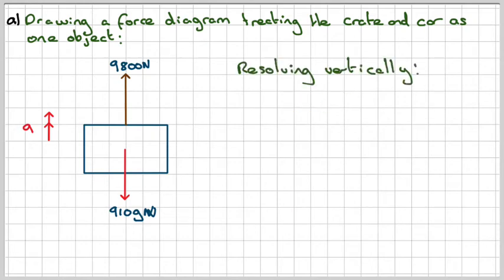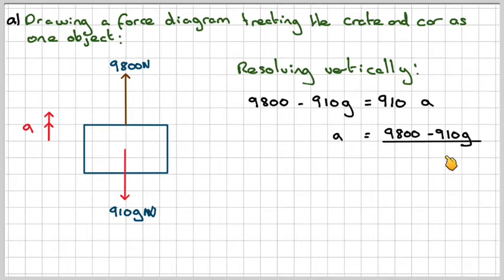And then resolving vertically, we're going to have 9,800 minus 910 G is equal to 910 times A. Rearranging for A, we're going to have 9,800 minus 910 G, divided by 910. Don't cancel like that, because it's a common denominator.